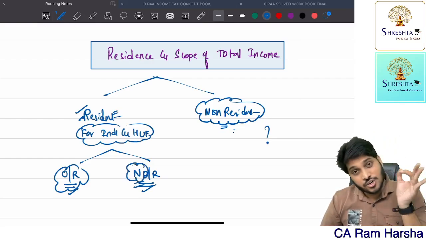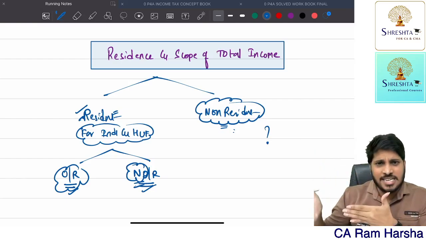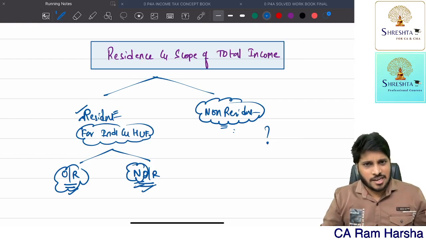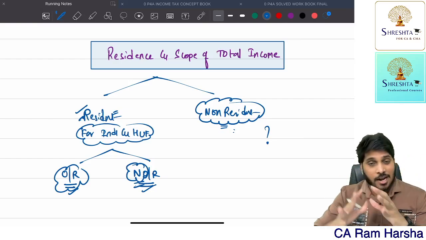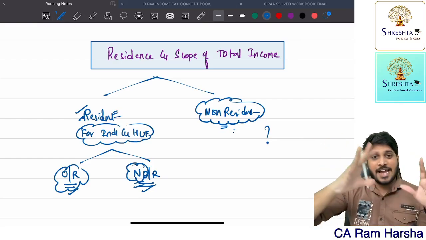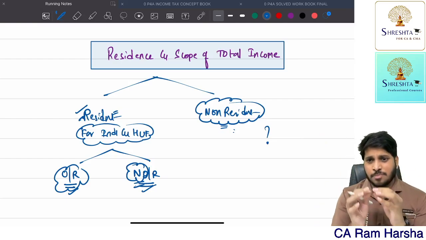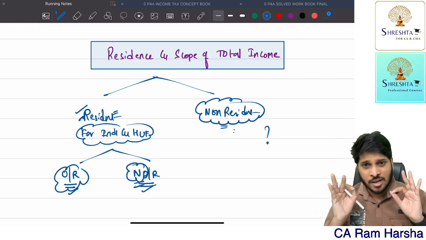Resident but not ordinarily resident means what? He stays in India, but recently he is not staying in India. Don't worry, I'll bring all those rules and days. There is so much discussion on this that we will discuss later. I'm just bringing you the terminology for your idea.